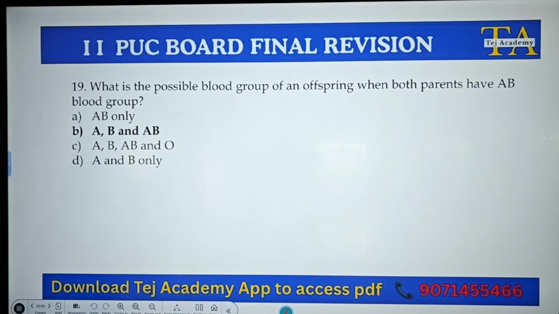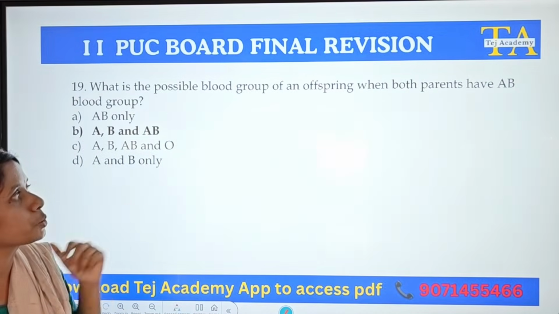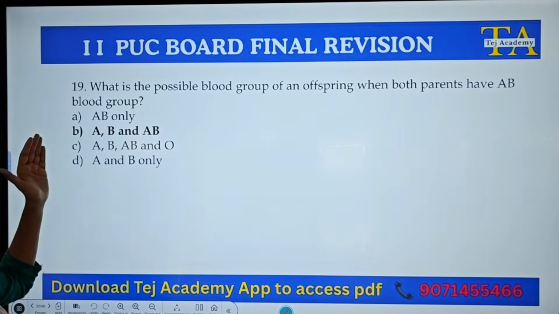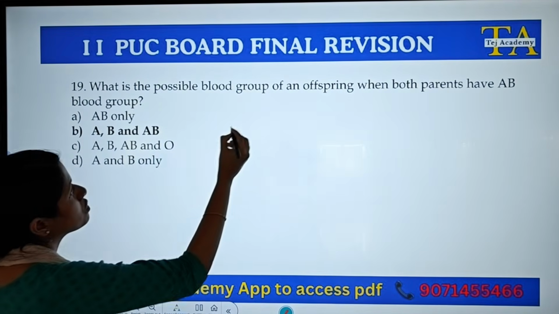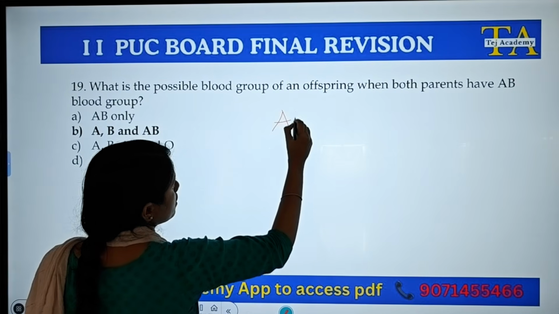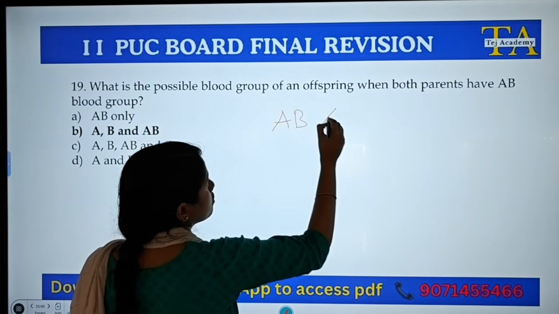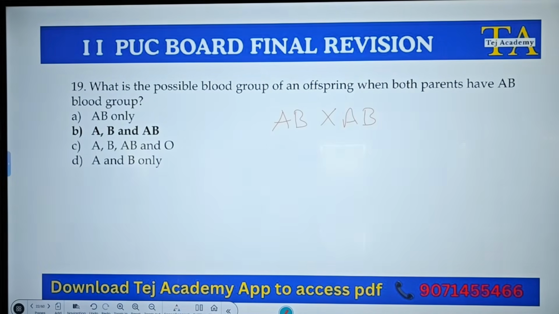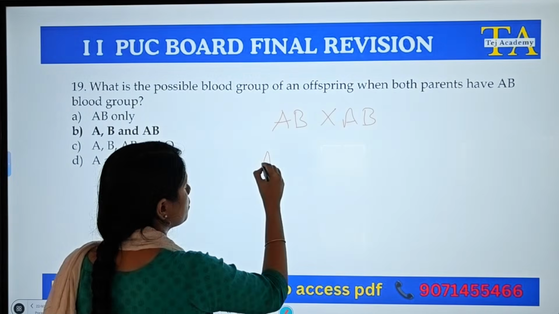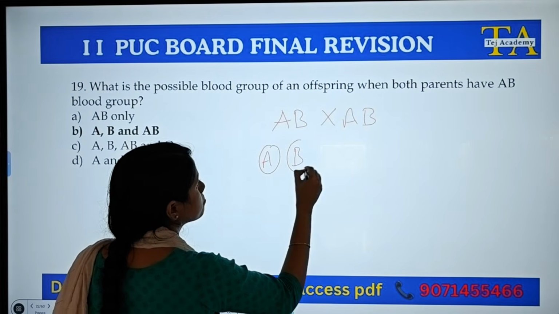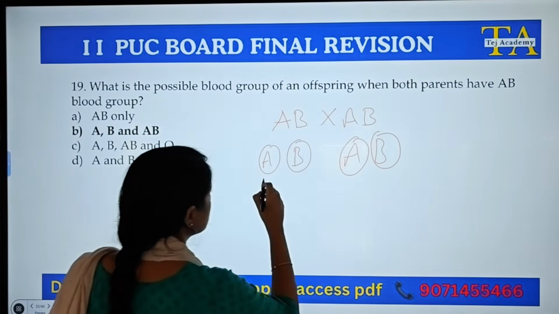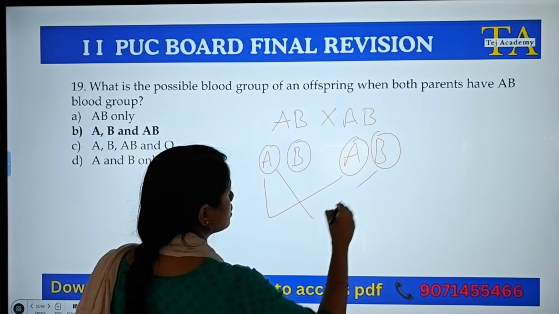Next question is, what is the possible blood group of an offspring when both parents have AB blood group? So what you can do? Here the question is, if the parents, mother and father, both have AB blood group, then what is the possible blood group? So we can write the gametes.